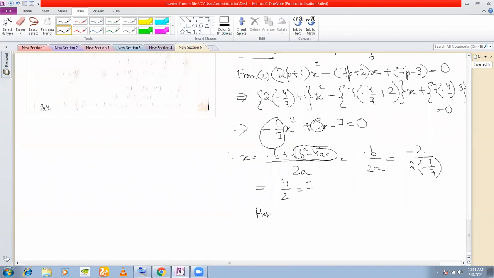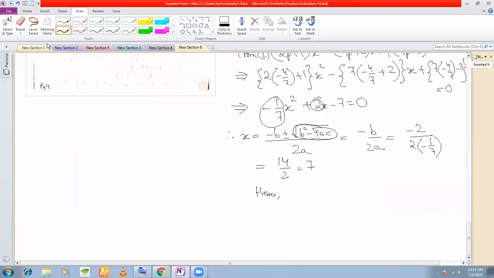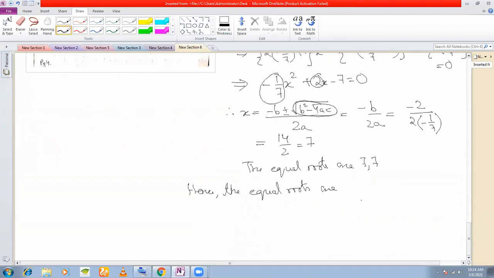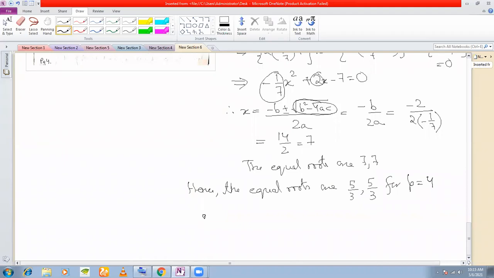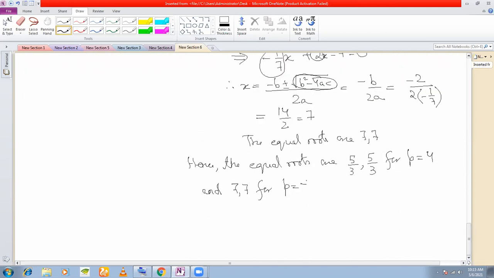Hence, for the entire problem, the equal roots are 5 by 3, 5 by 3 for p is equal to 4, and 7, 7 for p is equal to minus 4 by 7. Okay, that's it. That is your solution.